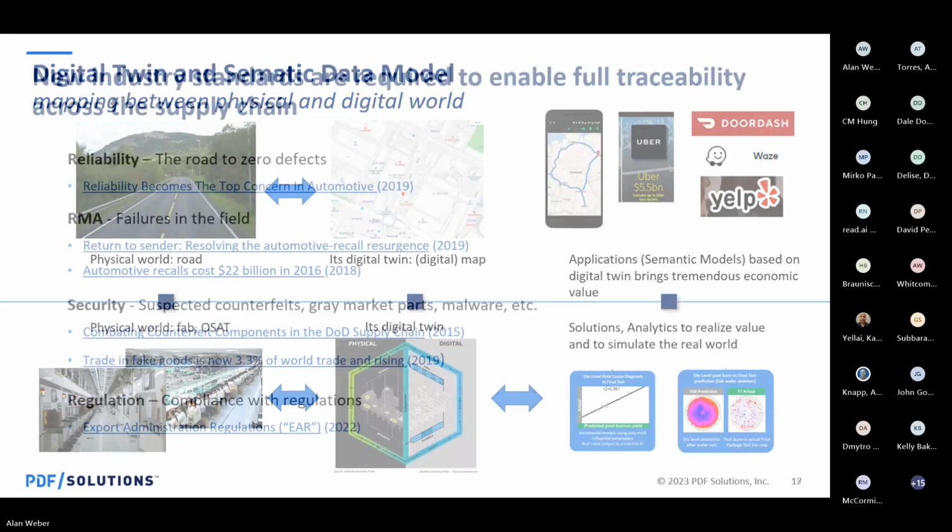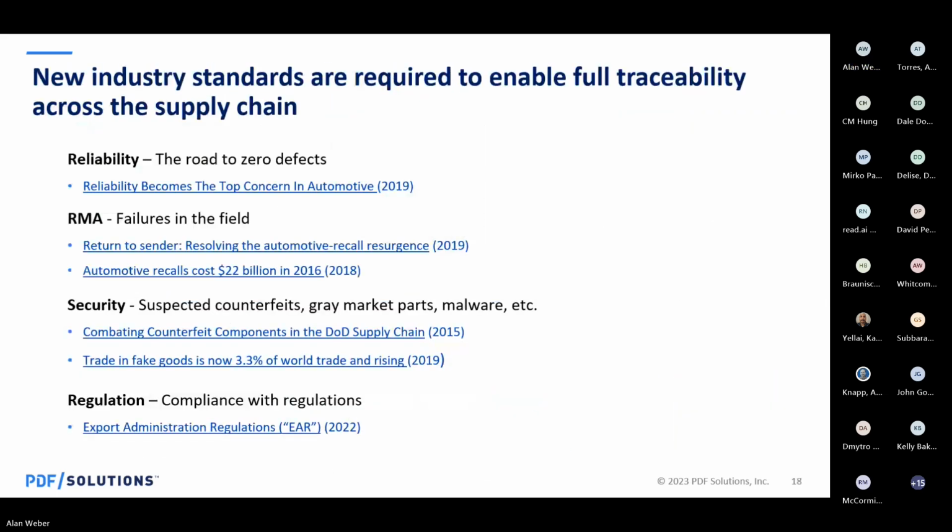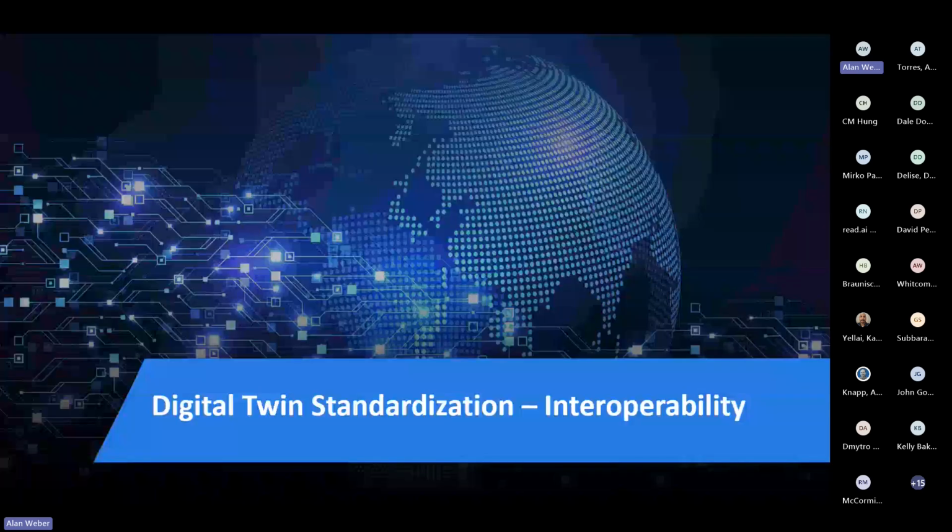Of course, each one of these things is actually a link to articles that talk about the challenges of looking at a global supply chain. I won't go into each of these, but they make the point of how important traceability is to this environment. Okay, let me shift gears.